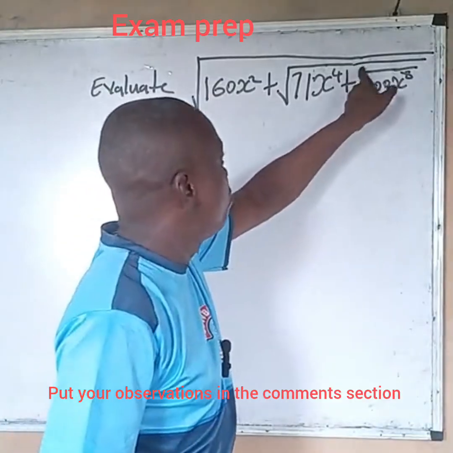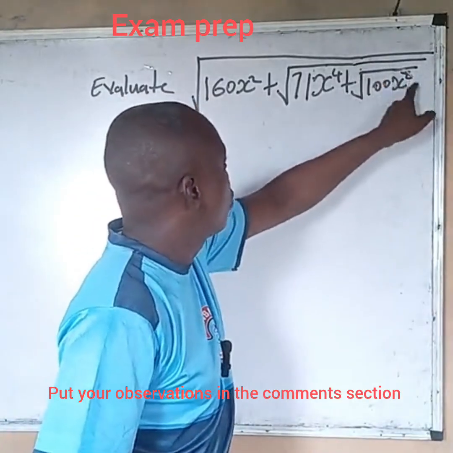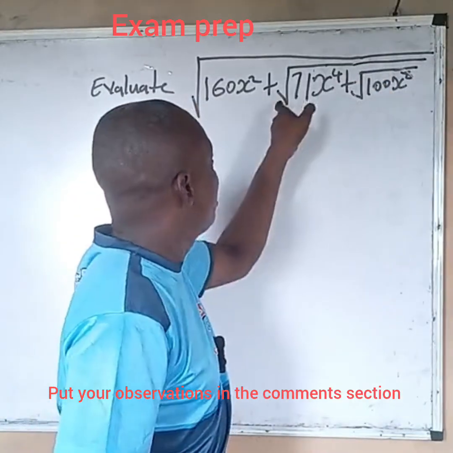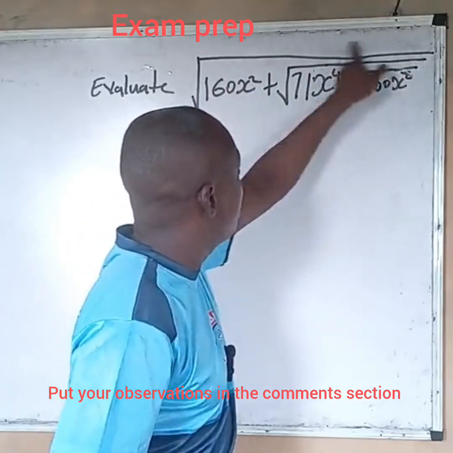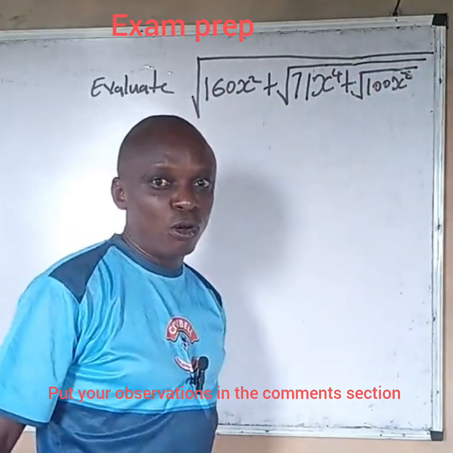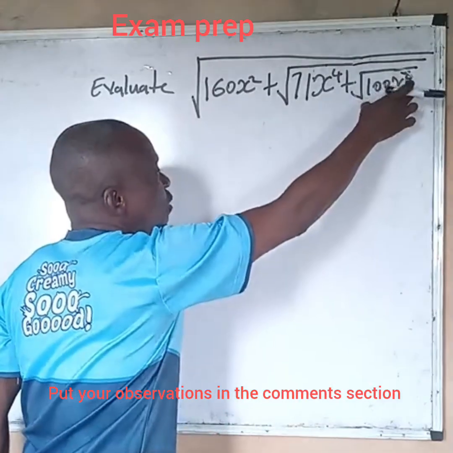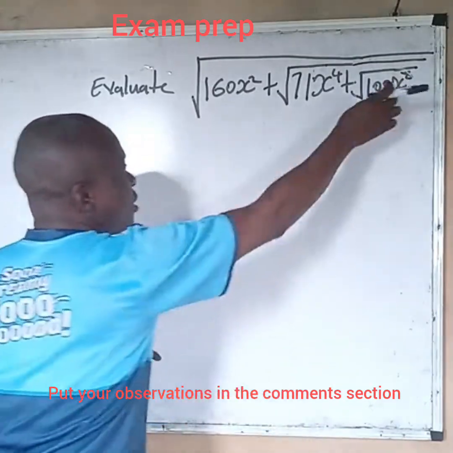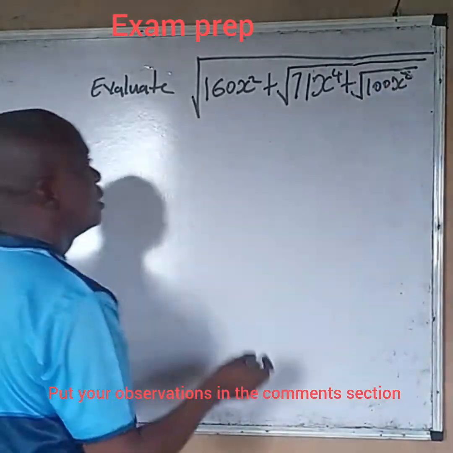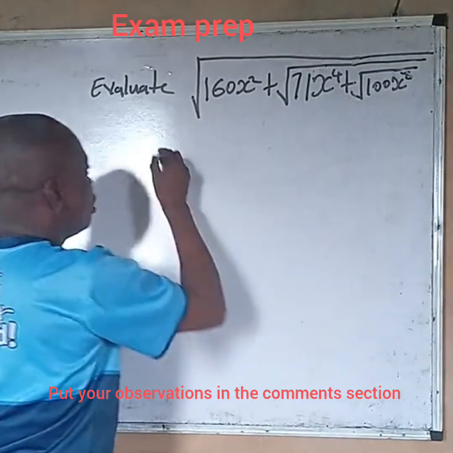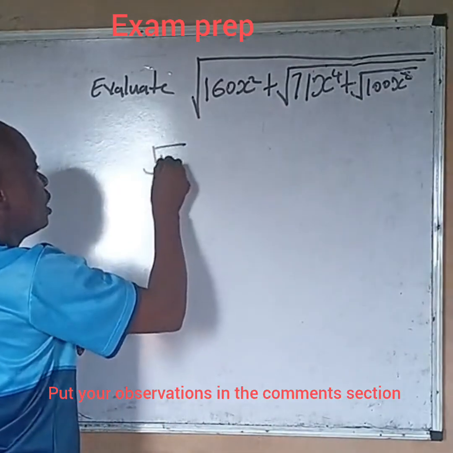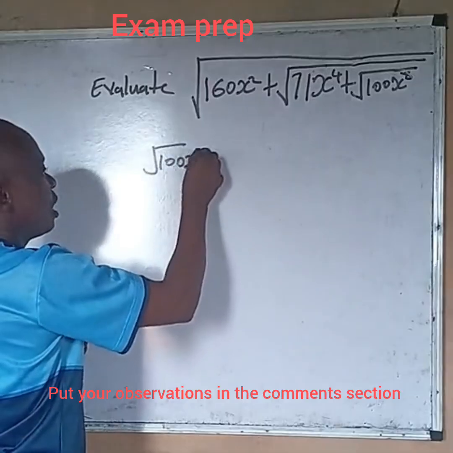So you first of all pick this square root and solve. This one is inside this one, and this particular one is inside this one. So this one is the father of them all. So we pick this one first. This is like the grandchild. All right. So this one now we have root 100x raised to the power 8.